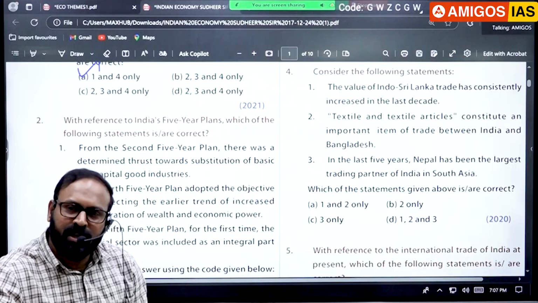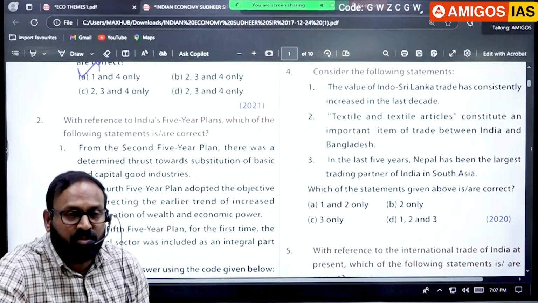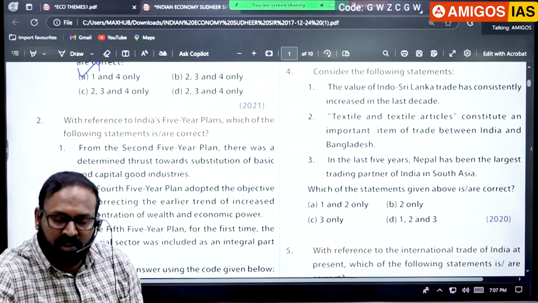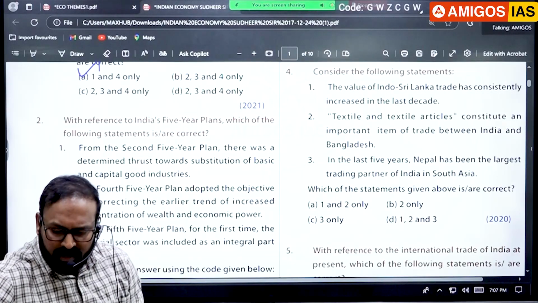Therefore, how do you find Nepal, a tiny nation, emerging as the largest trading partner for India in South Asia? It doesn't appeal to your common sense. That statement is absolute rubbish. Next. What is the next question?